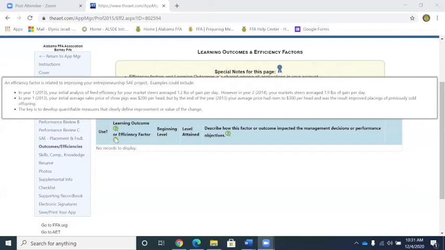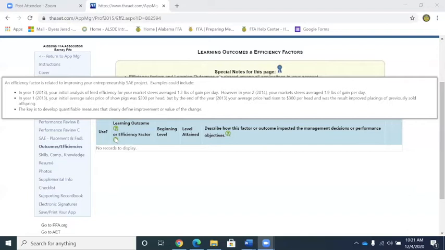Now you slide on over to how this factor or outcome impacted the management decisions, and hover over that question mark under objectives, and that's going to give you some more tips. But as you go through, always hover over those question marks to get tips and facts about what you need to be putting in there.